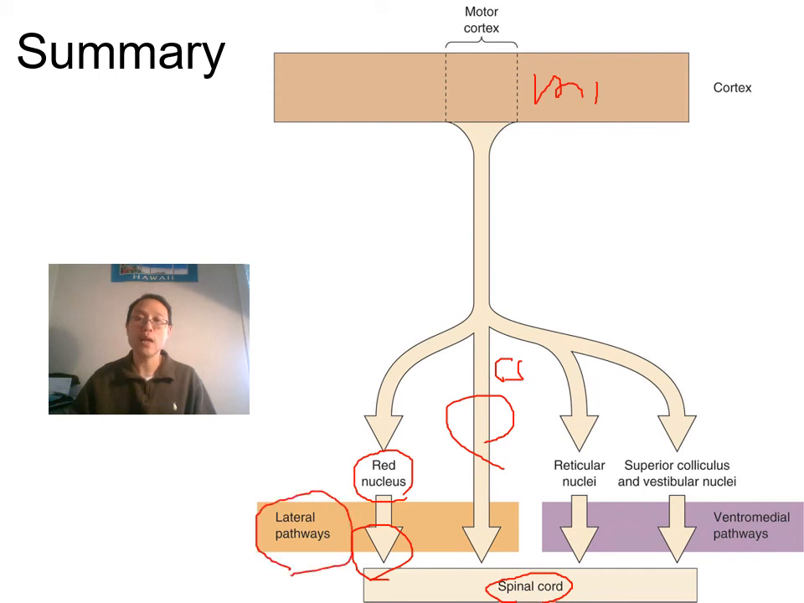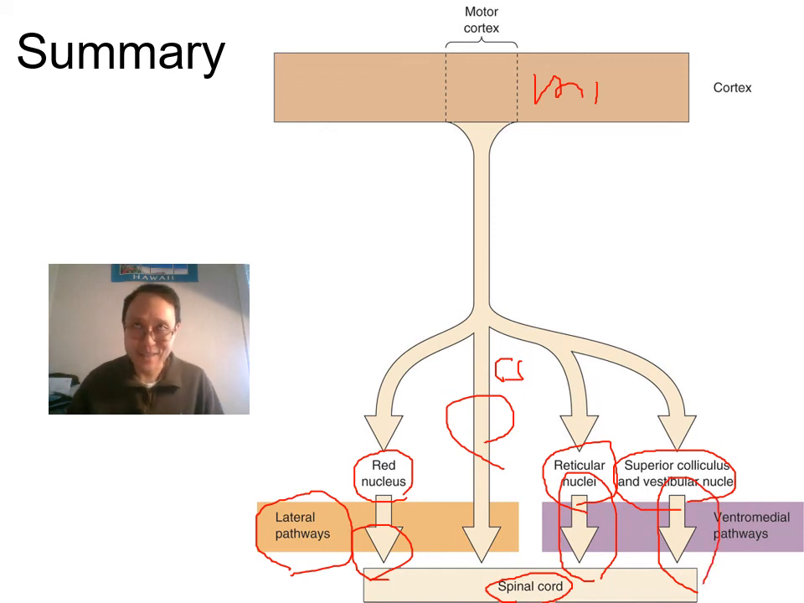lateral pathways. Now, in the ventromedial pathways, you can see that M1 is going to signal the reticular formation, and/or it's going to signal the superior colliculus as well as the vestibular nuclei, and then it's going to form the reticulospinal tract, as well as the vestibulospinal tract, as well as the tectospinal tract.